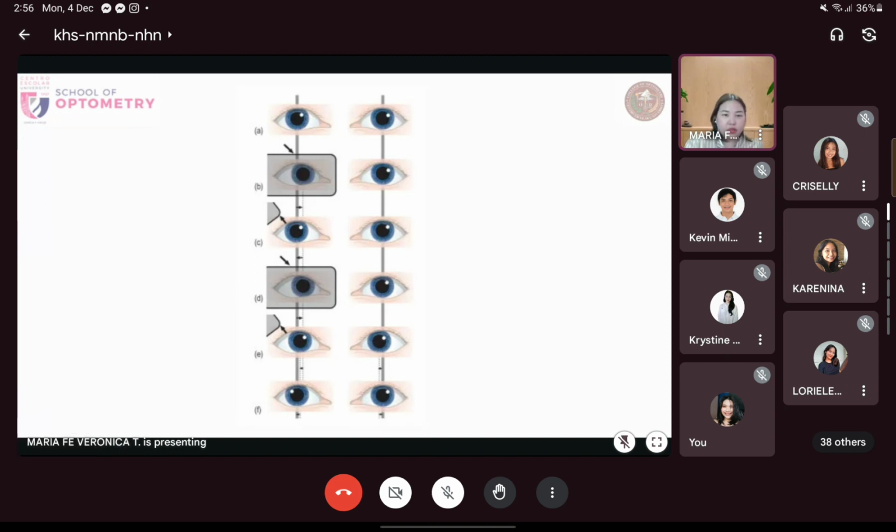Isophoria, tama. Isophoria is shared by the two eyes kasi, no? So, no need to tell if it's right or left. Pero, para mas maging accurate yung recording ninyo, if in case far target ang ginamit mo, you would record isophoria at far. If near target naman yung ginamit mo, you would record it as isophoria at near. Okay? How about with this one?